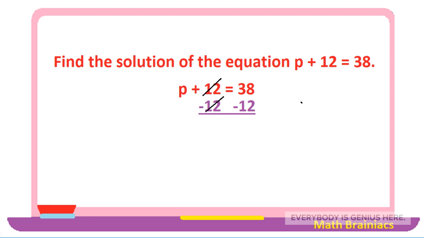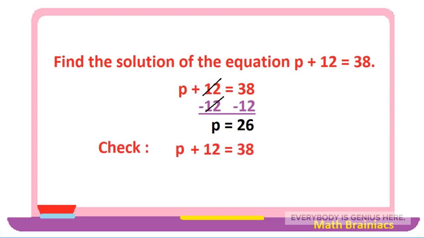And we can cancel out the 12 on the left side of the equation, leaving letter p. Letter p is the variable that we're going to solve so that we can find the solution for the equation. Therefore, p is equal to 38 minus 12, and it will give us 26. Accordingly, the variable p is equal to 26.